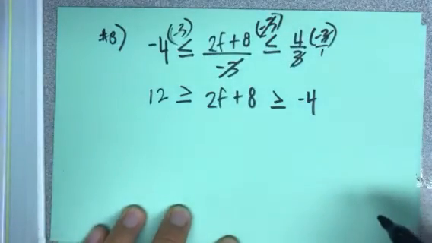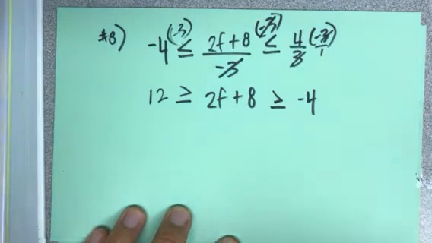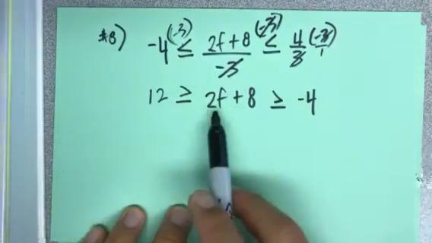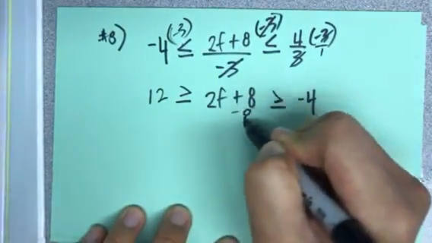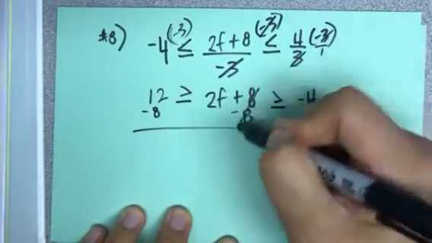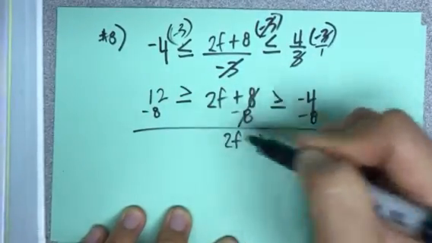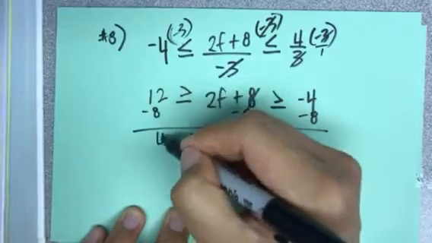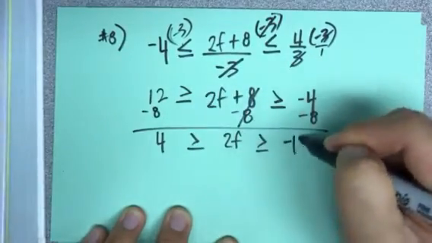Okay, so from here, if you look at all the answer choices, they have an F by itself in the middle. So how do I isolate the F? I got to subtract out the 8 on all sides. That's going to turn this into a 2F, and it's going to be 4 on this side, and it's going to be a negative 12.